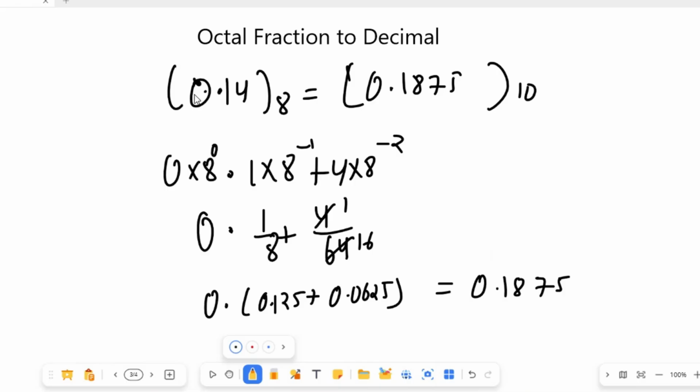Actually, I wrote this to explain to you. Otherwise, if 0 is there before the point, then no need to solve, directly write down 0 point, then after the point only. Okay. So just solve 1 4. Understood? I hope it's clear. One more question we will do. Okay, for this one, how to convert octal to decimal, because here I took 0 point. So one more question we will do.